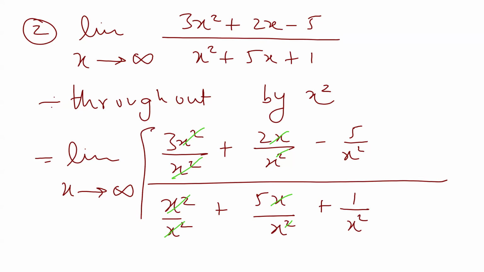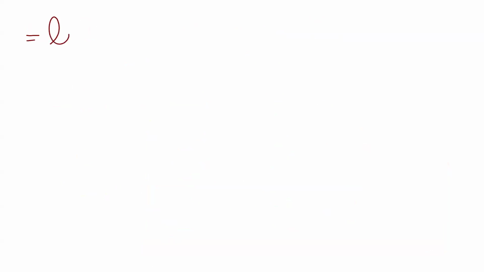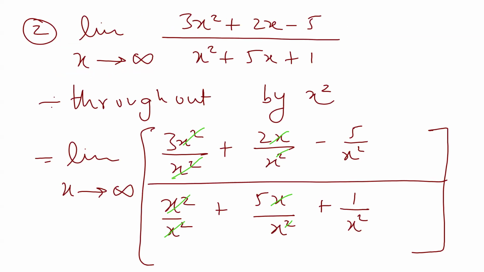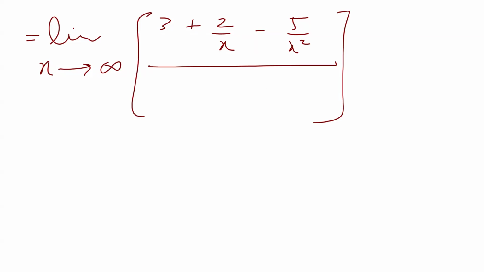So what are we left with? In the numerator, it is 3 plus 2 upon x minus 5 upon x square, and the denominator is 1 plus 5 upon x plus 1 upon x square.